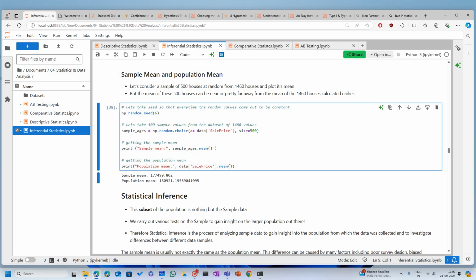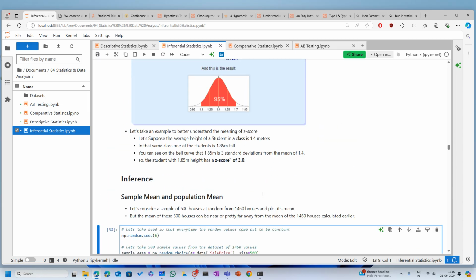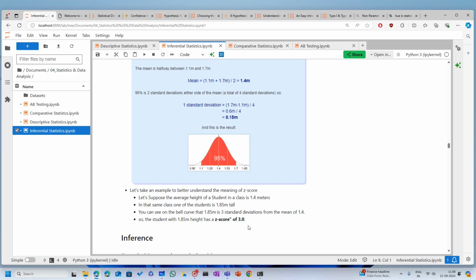Can I ask one question here? Yeah, please. When we talk about the Z score here, the Z score is the sigma value in which a particular point lies, right? They are saying it is 1.85 meters tall, so he is lying on the right side, that is 3 sigma value. Yeah, the Z score is that sigma value where that particular point lies. If we consider that the mean is 1.4 meters, the student who has a height of 1.85 meters will be at 3 standard deviations. So its Z score is 3.